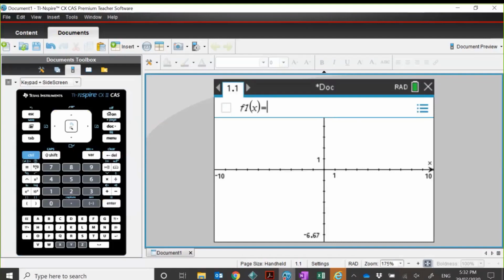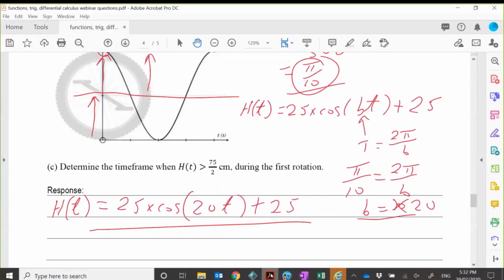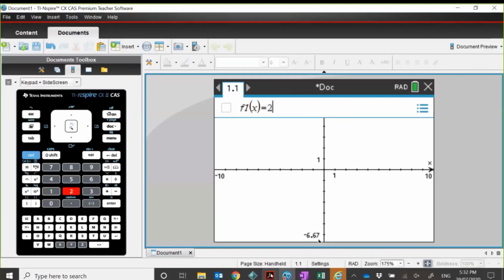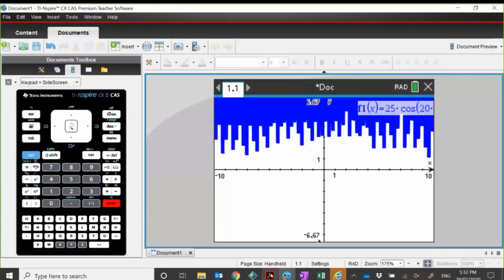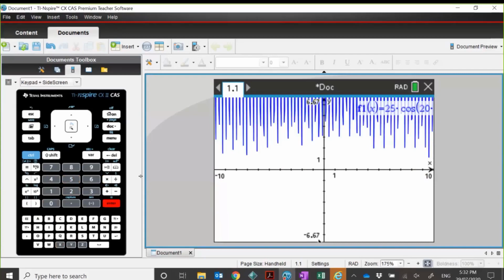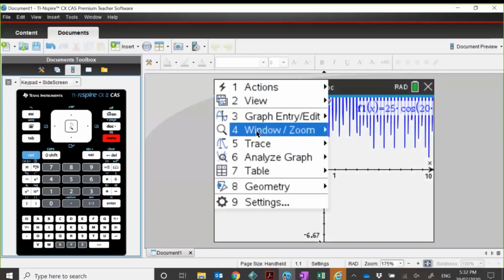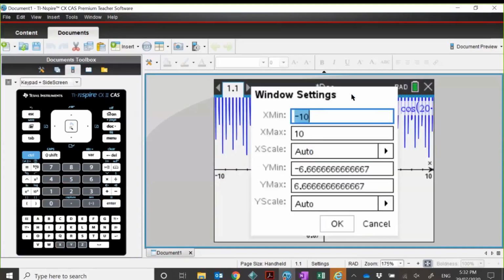We are graphing 25 times cos of 20x, so 25 times cos 20x, and then we're adding on 25. And if we go enter, there is our graph. It looks very messy because of the domain that we currently have, but let's tidy that up. So menu, window zoom, window settings.